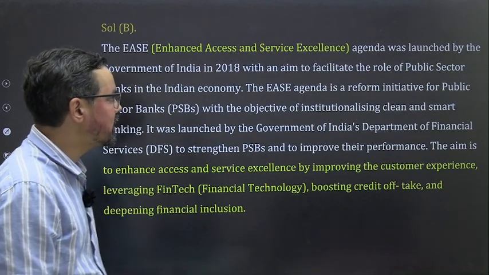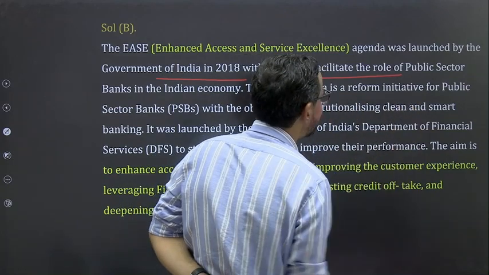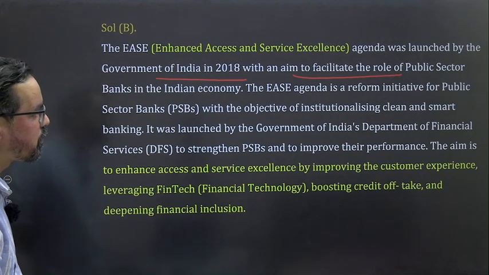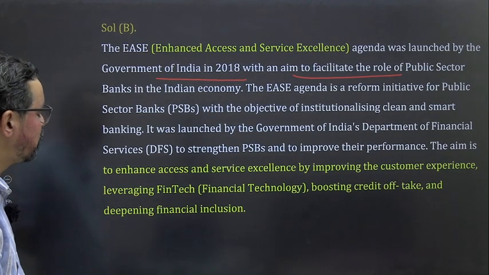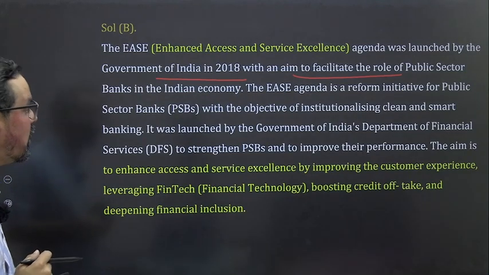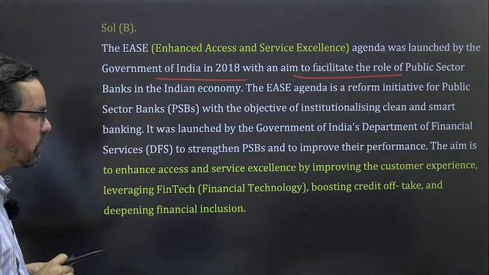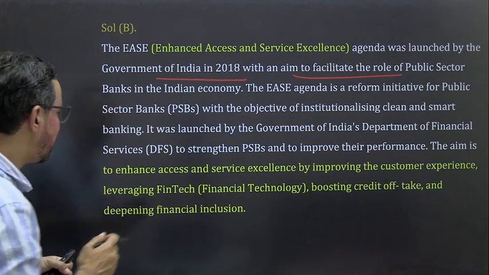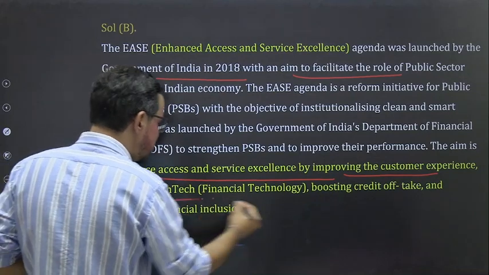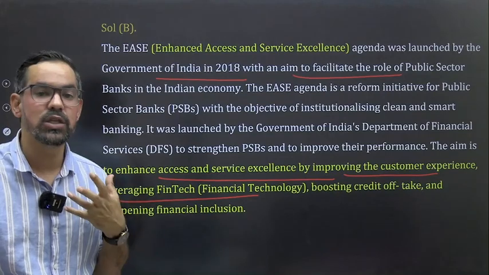Okay. So the Enhance Access and Service Excellence agenda was launched by the Government of India in 2018 with an aim to facilitate the role of public sector banks in the Indian economy. The EASE agenda is a reform initiative of public sector banks with the objective of institutionalizing clean and smart banking. It was launched by the Government of India, Department of Financial Services, to strengthen public sector banks and improve their performance. The aim is to enhance access and service excellence by improving customer experiences, leveraging fintech, financial technology, boosting credit offtake and deepening financial inclusion as well.